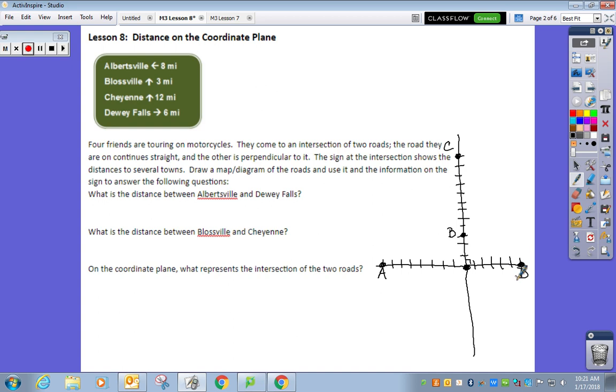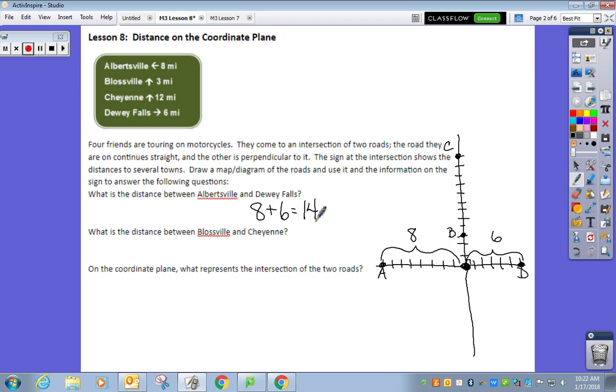So there's Dewey Falls. So now it's asking us to find the distance between Albertsville and Dewey Falls. So here is where I am. To my left, 8 miles, is Albertsville, and to my right, 6 miles, is Dewey Falls. So in order to figure out how far apart these two are from each other, I would have to take that 8 miles and add on the 6 miles. So I would do 8 plus 6 to get 14.